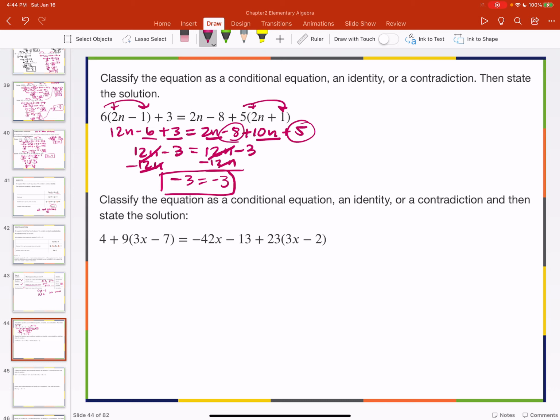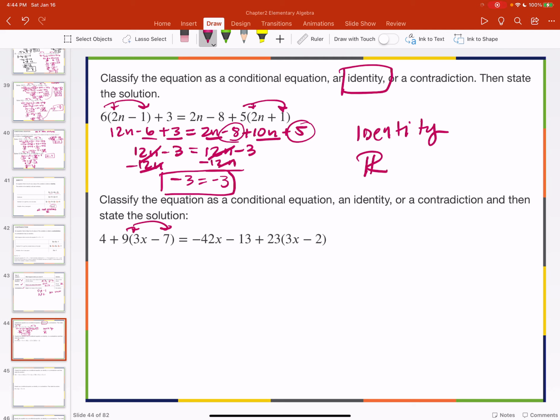So which one is that? Conditional, identity, or contradiction? And if you said identity, you were right. So this is an identity. This means that it has all real solutions, or infinitely many solutions. Okay, so let's do the next problem.